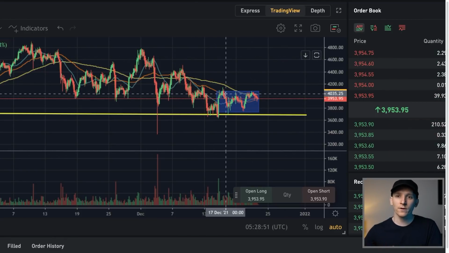So what you can see right now is that what I've done is I've found areas of value on the chart. I've found areas where the price could go down to so that I know where my stop loss will be.